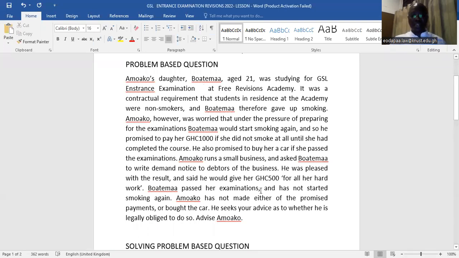So those who put the capacity down, I wanted to find out whether apart from the reference to Boatemaa being 21, did you see any other thing which made you become convinced that capacity is also an area relevant to the problem? Anybody?